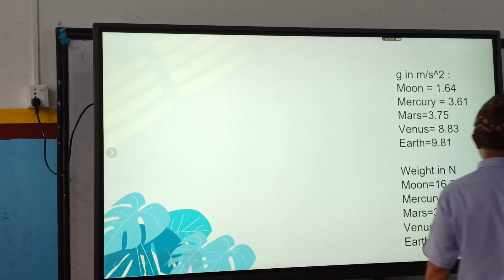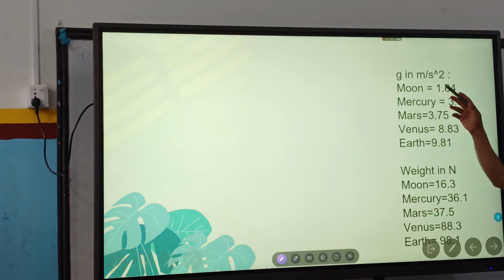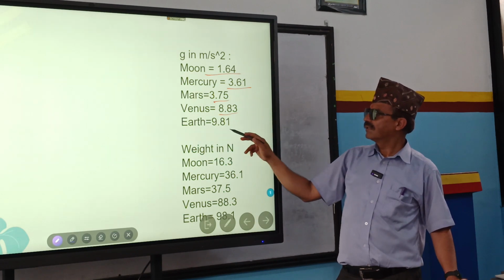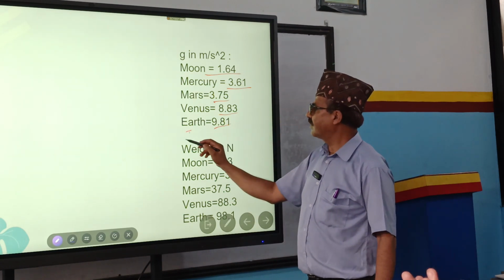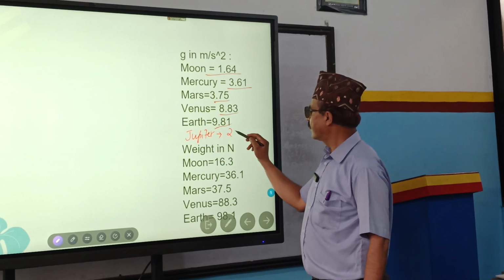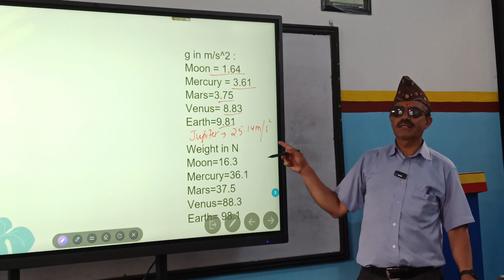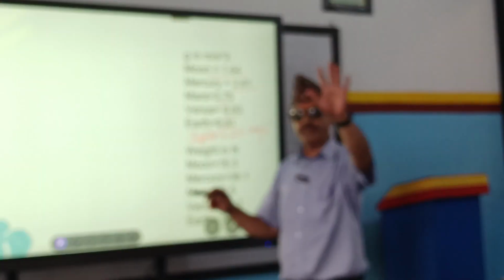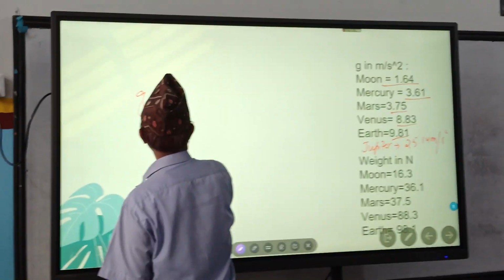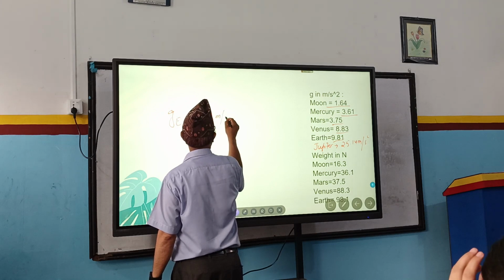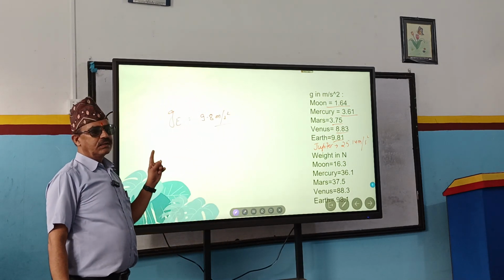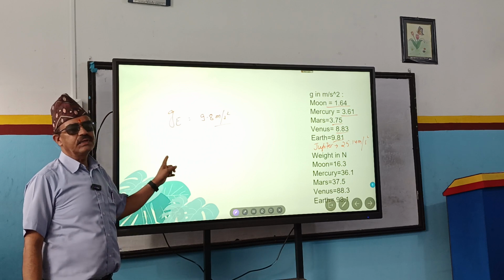He has brought the data. What is the data here? Value of g on different heavenly bodies. What is the value of g on the moon? 1.67 meter per second square. Mercury, Mars, Venus, Earth, and Jupiter. What is the value? 25.14 meter per second square. They are more, isn't it? For example, the value of g on the earth is 9.8 meter per second square.